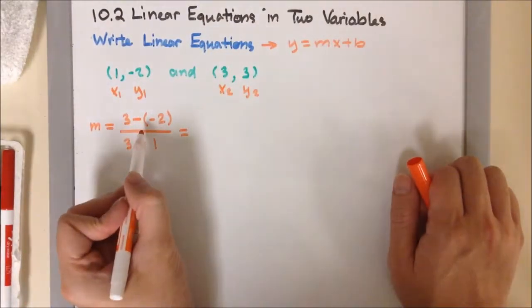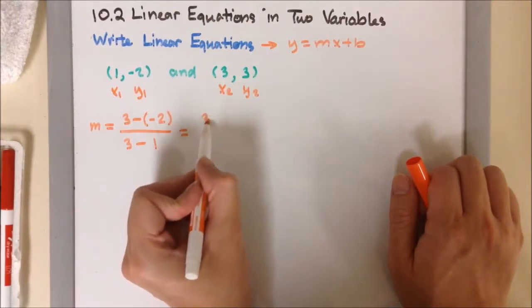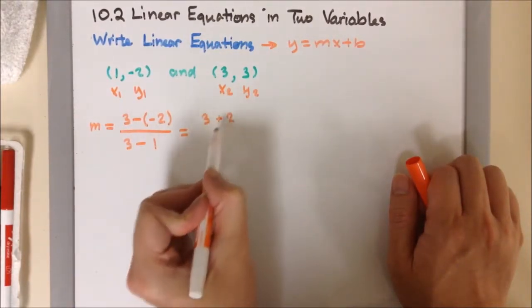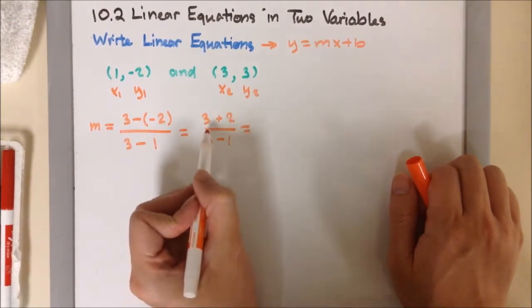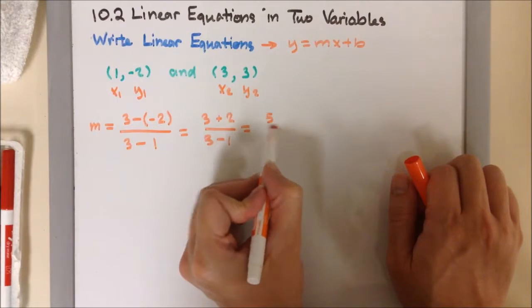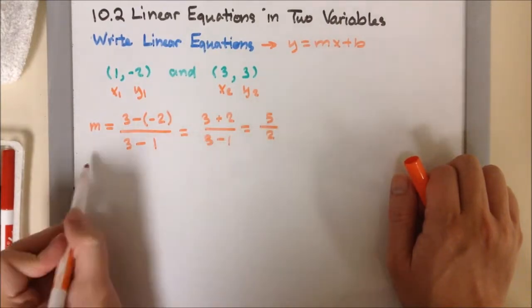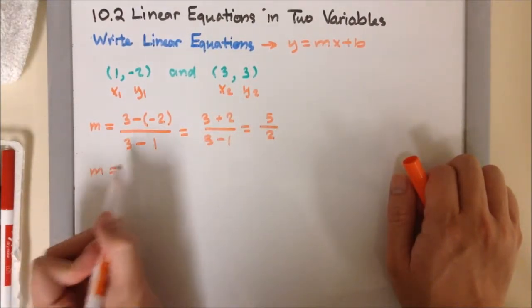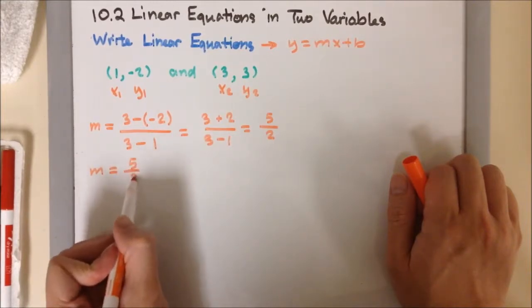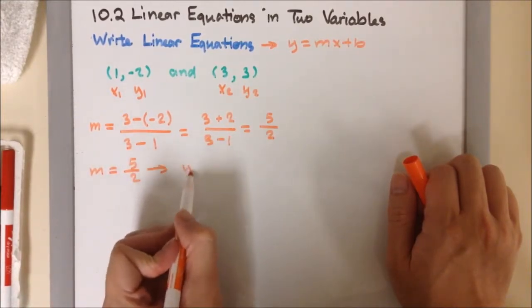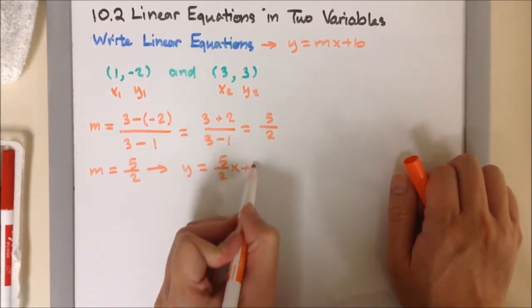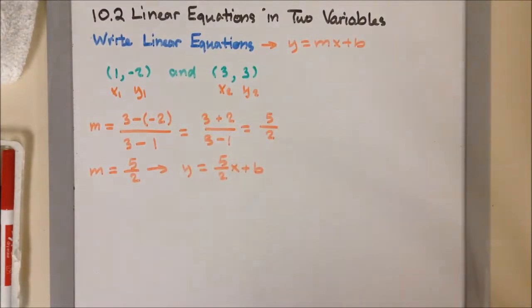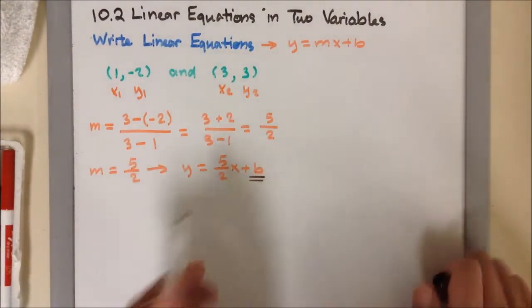Alright, I'm going to simplify the numerator because it's minus negative 2. So in the numerator it's 3 plus 2 over 3 minus 1. In my numerator, 3 plus 2 is 5, and my denominator, 3 minus 1, is 2. So my slope is m equals 5 over 2. Therefore it's going to be y equals 5 over 2 x plus b. Now we have to find our b value.